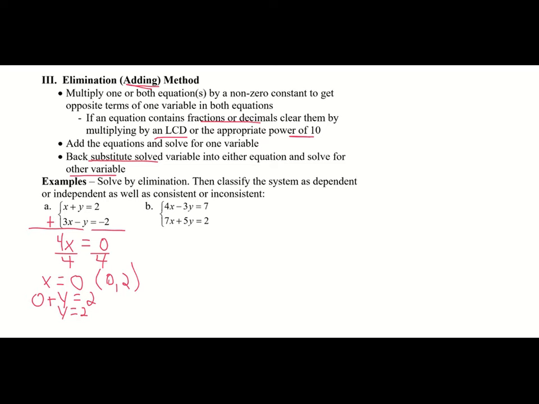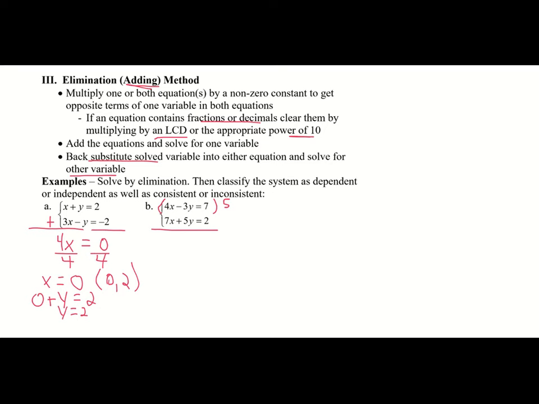Okay, so now if we look at B, I don't have any variables right now that would cancel out if I add them together. I have 4x and 7x, and then I have negative 3y and 5y. Because my y's are a positive and a negative, and I want opposite signs, I'm going to make those the ones I cancel out. So I need an LCD between 3 and 5, and that's going to be 15. For the top equation, I want to turn that negative 3y into negative 15y, so I need to multiply everything by 5.